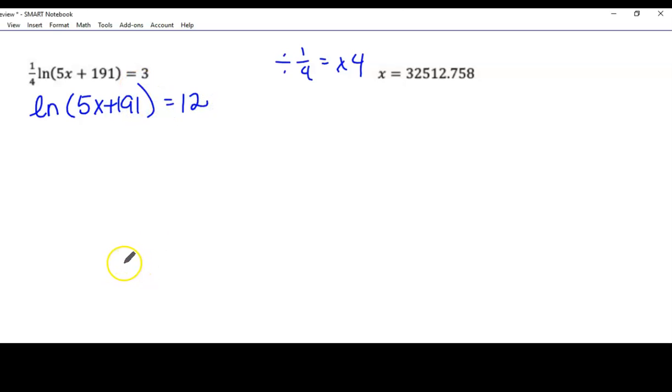Okay, so that's after I multiplied times 4. Now, I'm going to rewrite this in exponent form. Now, this is log base E, of course. So that means E to the 12th power equals this. So let's rewrite it that way.